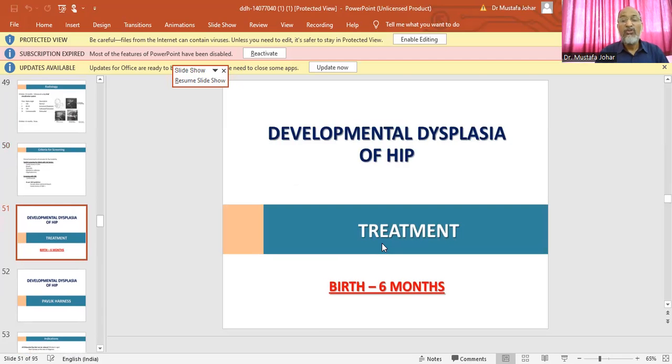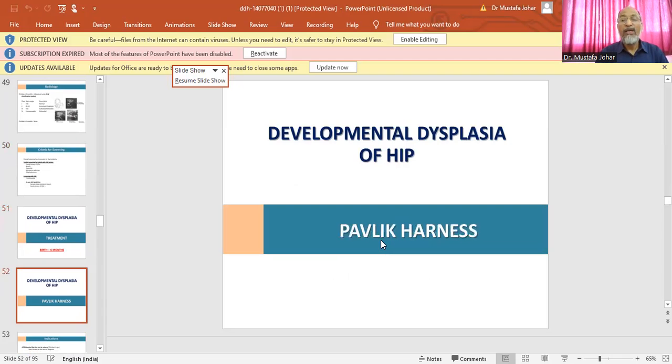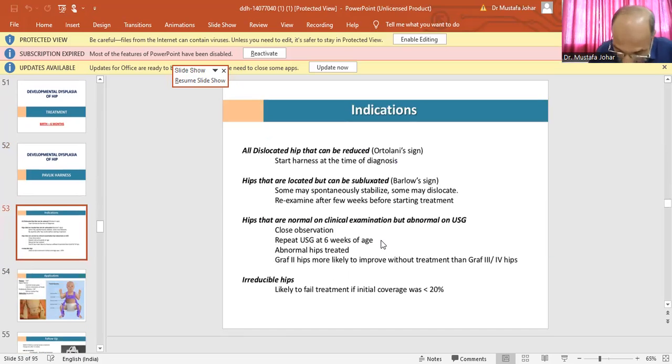Then what is the treatment? Treatment is divided into different categories. The first is birth to 6 months, and the first one is the use of the Pavlik harness, which is nothing but a kind of strapping system which keeps the hip in a reduced position. The indications for the use of the Pavlik harness are all dislocated hips that can be reduced, with Ortolani sign positive. Start a Pavlik harness at the time of the diagnosis. Do not neglect or avoid to use it.